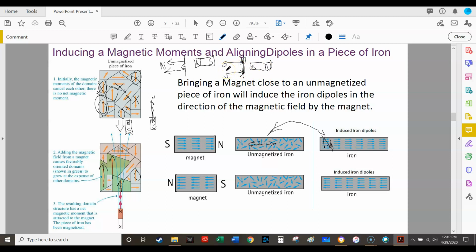So that's what would happen to create how you take a magnet and bring it close to a refrigerator door, and it temporarily becomes a magnet while they're in contact with each other or near each other.